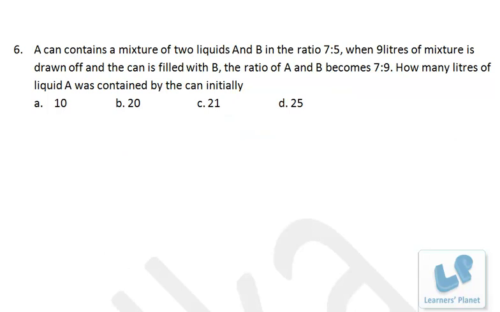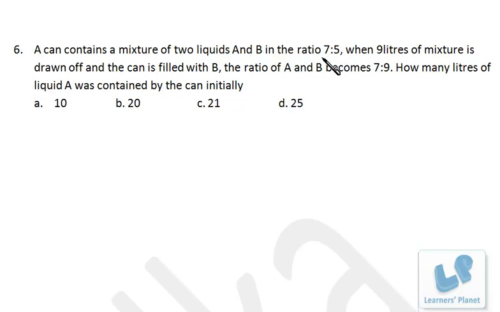Hi everyone. Once again, I have a problem based on alligation and mixtures, a query sent by a student. A can contains a mixture of 2 liquids A and B in the ratio 7:5. When 9 liters of the mixture is drawn off and the can is filled with B, the ratio of A and B becomes 7:9. How many liters of liquid A was contained by the can initially?